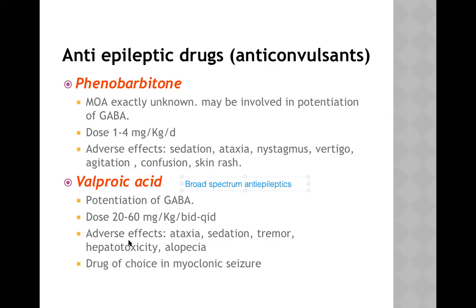Some of the important adverse effects which are asked in the exam, again ataxia, sedation, hepatotoxicity, and alopecia, as well as weight gain. Let me write that weight gain here. Weight gain is an important side effect of valproic acid. Alopecia, weight gain, hepatotoxicity, and ataxia. These are the important ones. This is very commonly used these days in the control of different types of seizure because it is a broad spectrum anti-epileptic drug.